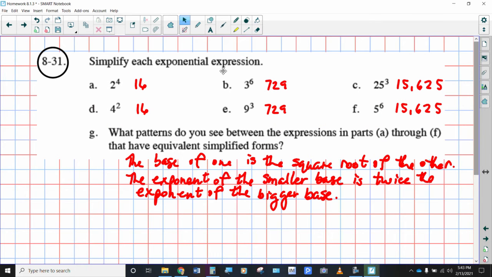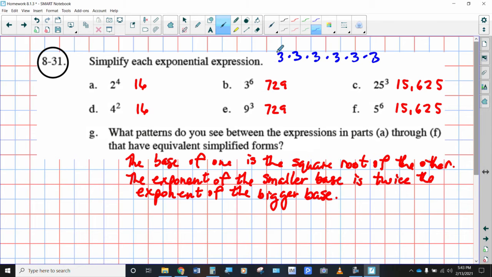Okay, simplify each one of these exponential expressions. So 2 to the 4th power is 2 times 2 times 2 times 2. That's 16. Turns out 4 to the 2nd power is the same answer because 4 is 2 times 2. So this is also 2 times 2 times 2 times 2 if you were to expand it into its prime factors. 3 to the 6th power is 729, just as 9 to the 3rd power is 729. How does that work? 3 times 3 times 3 times 3 times 3 times 3.